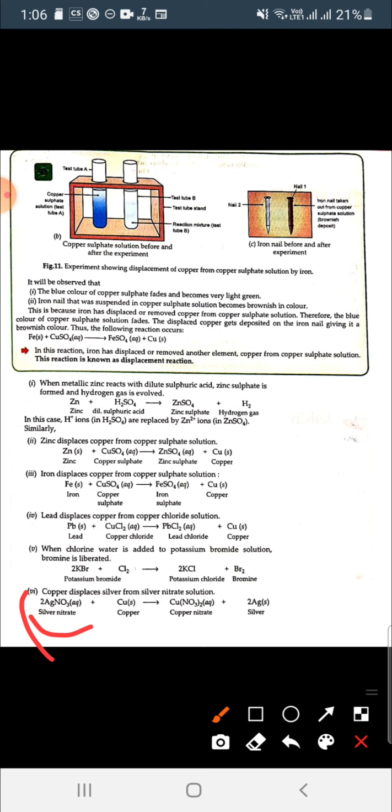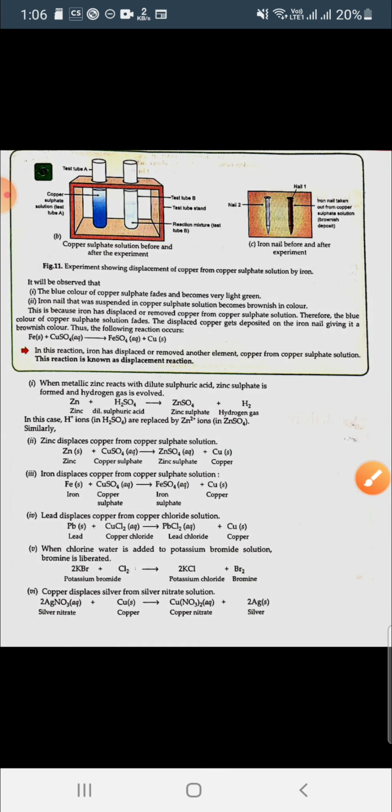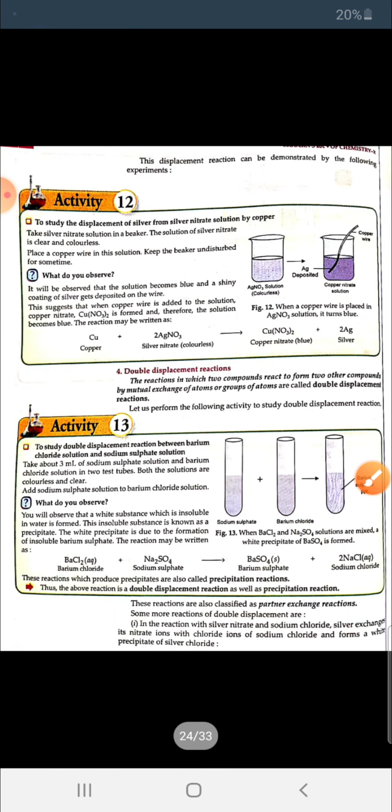Again, copper displaces silver from silver nitrate solution. Here silver nitrate solution, that is AgNO3, is there, and copper displaces silver from the solution. The solution becomes copper nitrate and silver gets out. You can see the example in the next beaker.